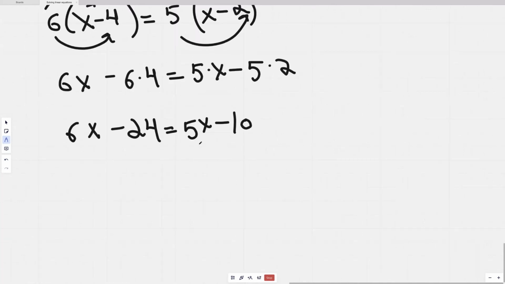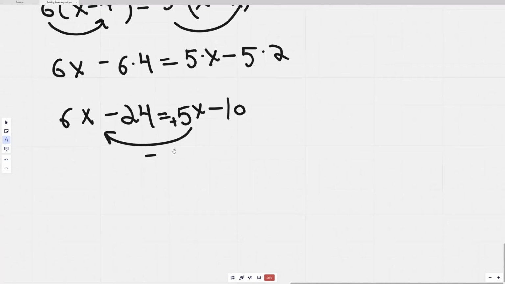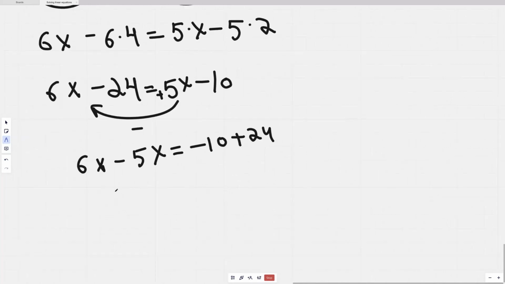Then we move the 5x to the other side, changing the sign from positive to negative. 6x minus 5x is equal to minus 10 plus 24. So x is equal to, and we know that 6x minus 5x is equal to x, and 24 minus 10 is equal to 14. So our answer will be 14.